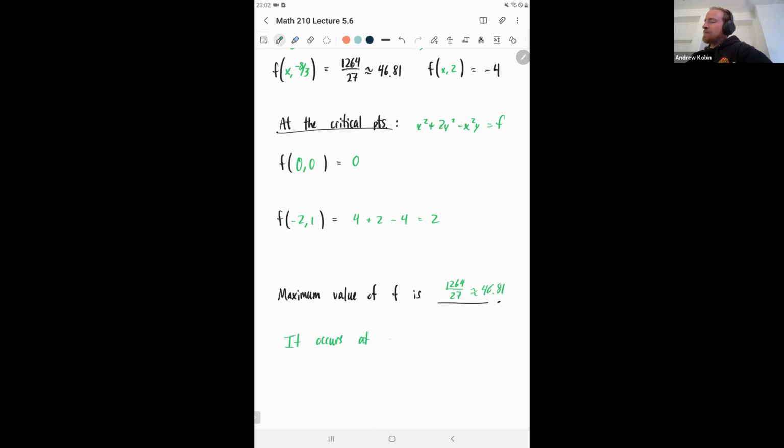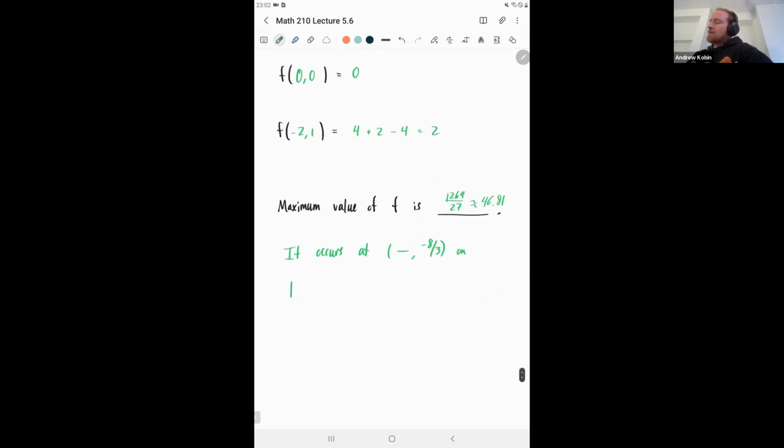at the point blank, comma, -8/3 on the circle on part of the boundary defined by x squared plus y squared equals 16. So that's a full classification of the critical points and boundary points in terms of whether or not they can be maximum values.